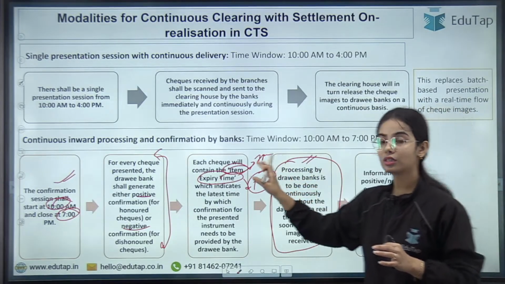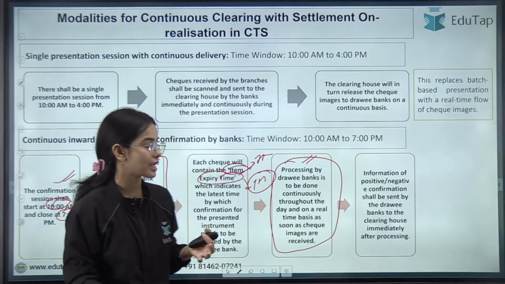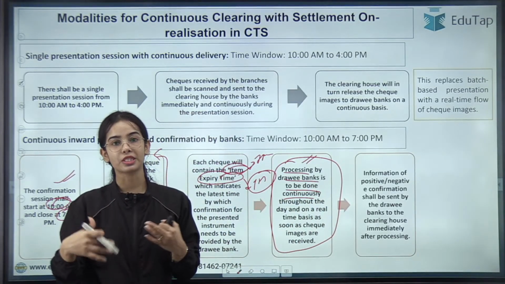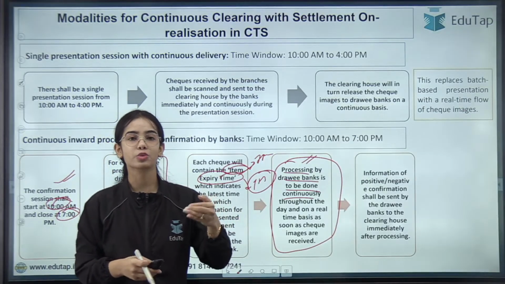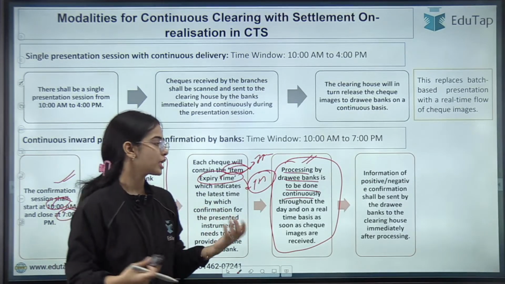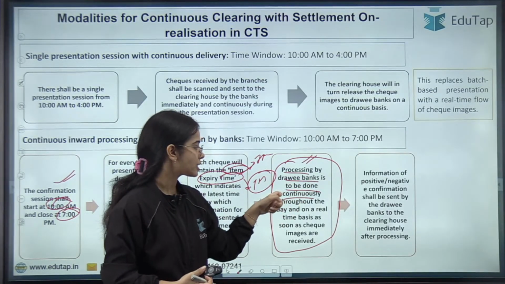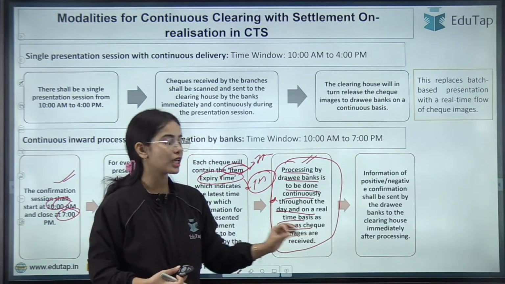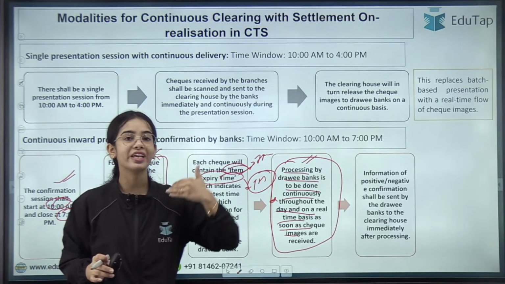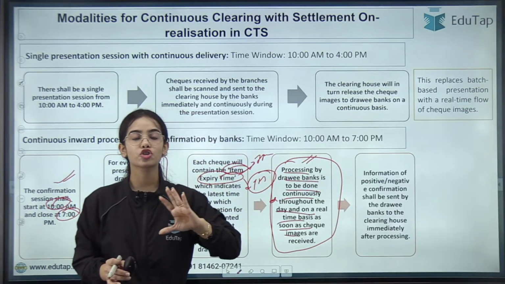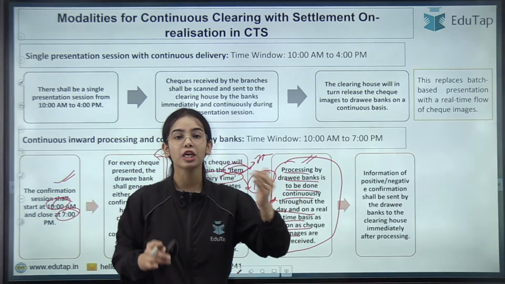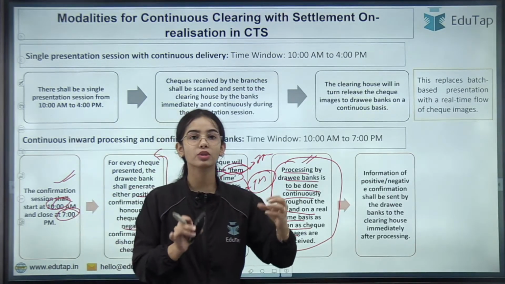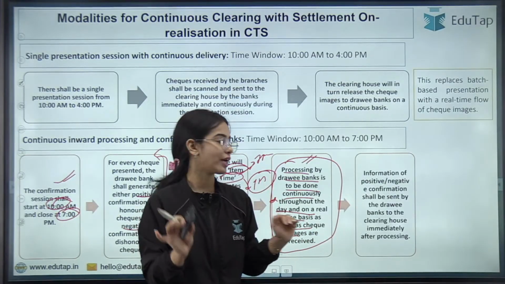Processing by the drawee bank: after the positive confirmation, processing by drawee banks is to be done continuously. So processing by the drawee bank is to be done continuously throughout the day and on a real-time basis as soon as the check images are received. The drawee bank should not wait till the end of the confirmation cycle. The drawee bank should continuously keep on clearing the checks. As soon as the check comes to the drawee bank, it should provide the confirmation.